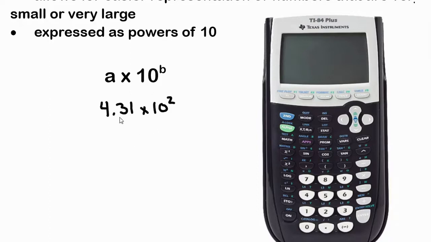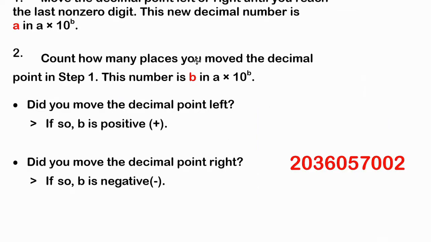Now, this number written in non-scientific notation would just be 431. So 431 is not that big of a number. Now 43100000000, I'm going to get tired of writing that. And so it's just often easier to write things in scientific notation. So let's talk about how to do that. Okay, so we've got some steps here.